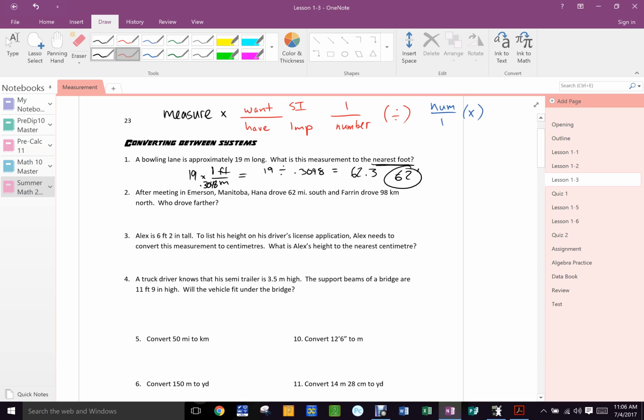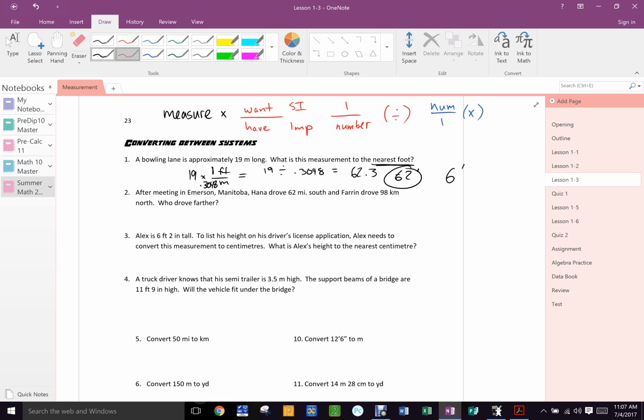Now, what would I do if you showed me something totally wrong with no work? What would I have to give you? 0. Does everybody understand that? So let's say you forgot that this was divide and you multiplied and you gave me some weird answer, right? 19 times 0.3048. Then you would get an answer of 6 feet. And you showed me no work. What would I have to give you? 0. Because that shows me, A, you don't know what's happening mathematically, and B, you also don't understand real life.